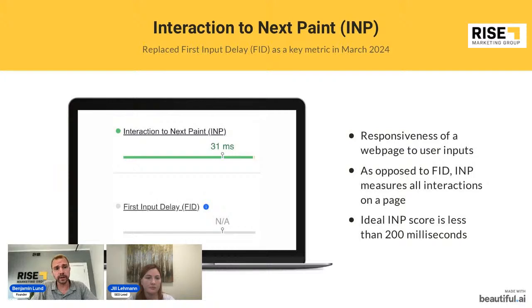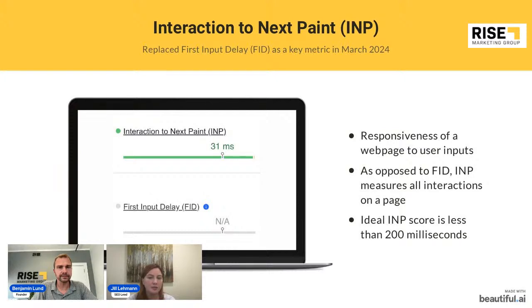Another metric within Core Web Vitals is interaction to next paint, otherwise known as INP. Jill, why don't you share what exactly interaction to next paint is? So interaction to next paint actually replaced first input delay as a key metric back in March of this year. It just gives a more accurate understanding of the responsiveness of a page based on user input.